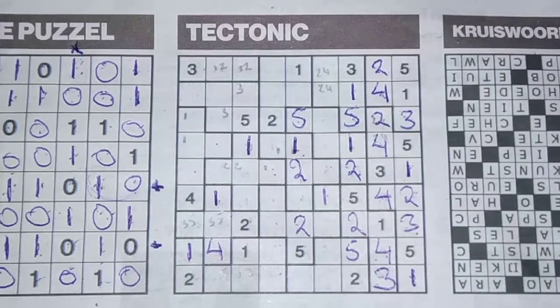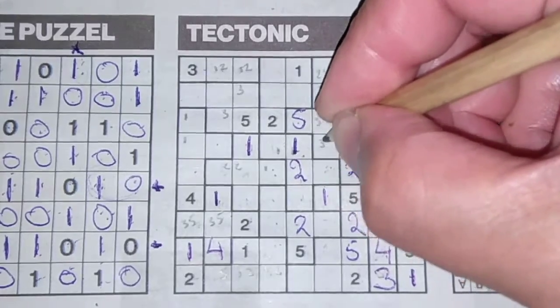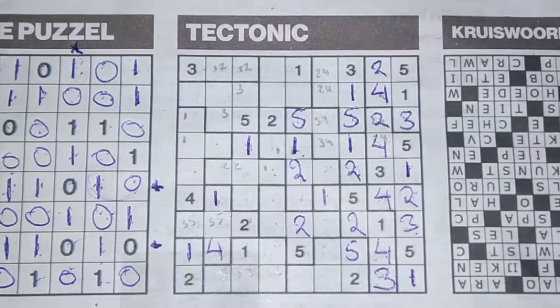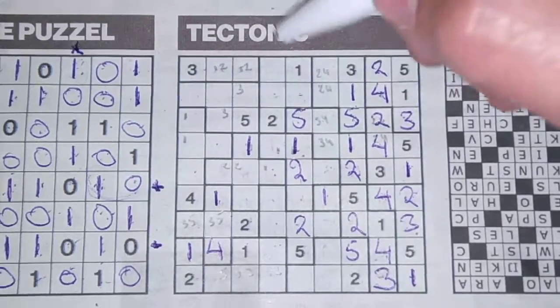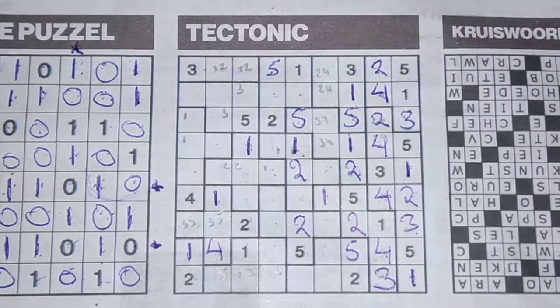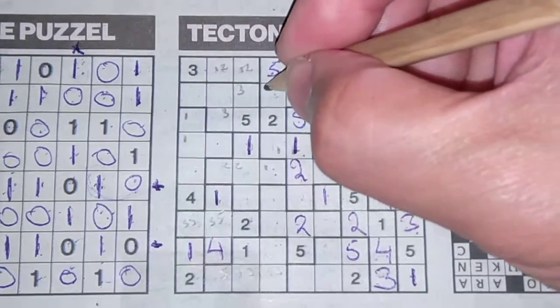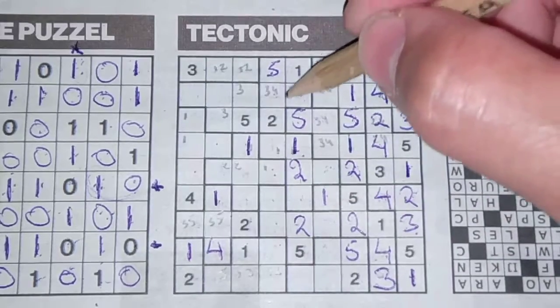We have a 5 here. That means these 2 boxes cannot be a 5. This should be the 5. The other 2 boxes are the 3 and the 4. And I cannot place the 4 here because I need a 4 in one of those 2 boxes. So it should be the 3 here and this should be the 4.